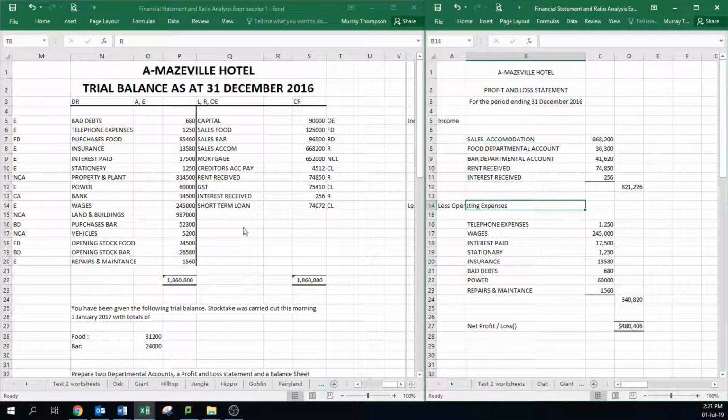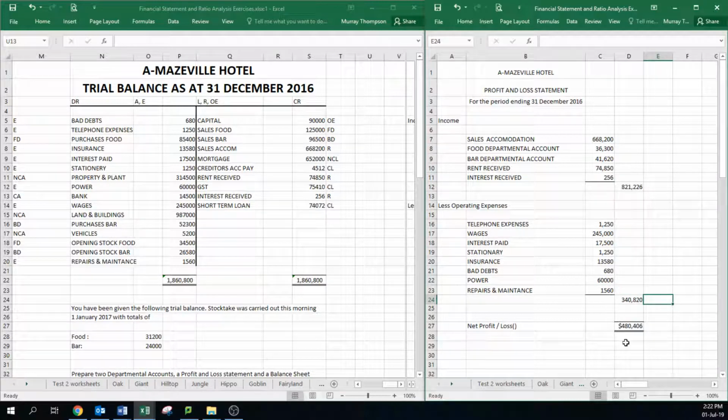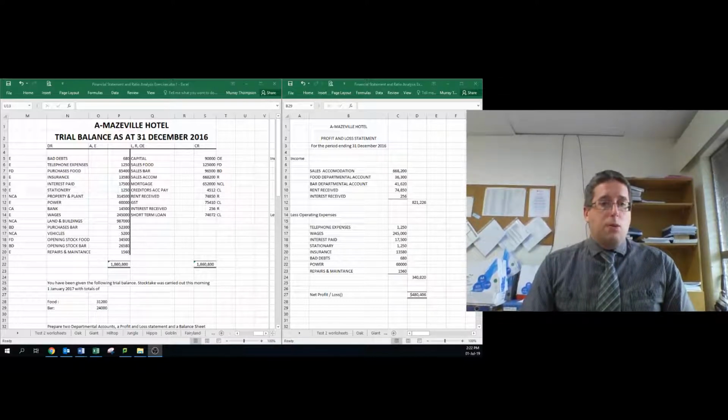Then you find all your other expenses. So all your other expenses that you haven't used, such as bad debts, telephone expenses, insurance, interest paid, all of those ones you add there and then total up. The formula for the income statement is revenue minus expenses equals the profit or loss. Okay, now just a quick reminder, please don't reuse stuff if you've used it in the departmental account. Don't put it on the profit and loss again. I've seen so many people do it.